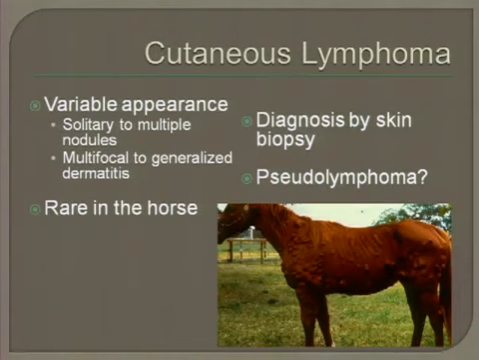Cutaneous lymphoma. So there are a few different ways that we classify cutaneous lymphoma. We can have the non-epitheliotropic form, which is characterized by solitary to multiple nodules, which this horse here has.